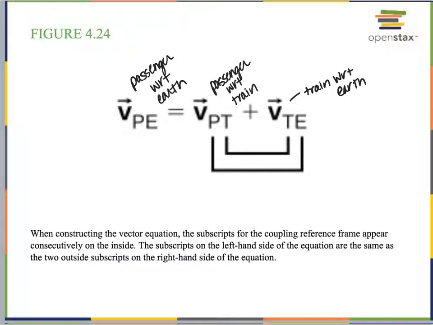And notice when we look at these subscripts, you can imagine the T's cancel out. We get passenger with respect to the train and velocity of train with respect to the earth. We could think of those as canceling out, and what we're left with is the passenger with respect to the earth. I find that method really helpful in trying to remember how to add them together properly, so hopefully that'll be helpful to you.